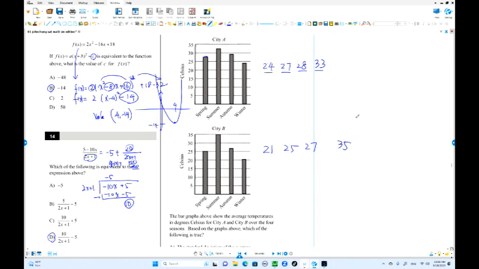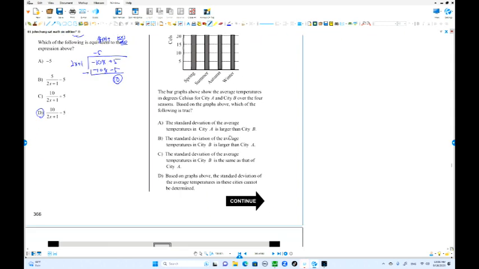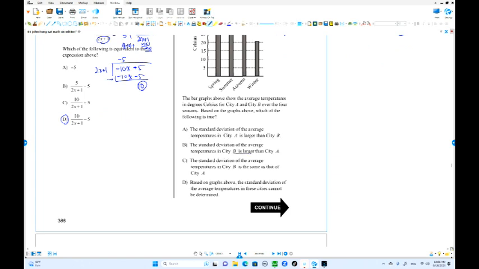So which data stick together? This is right, because we have 27 over here. Maybe you can also use the range. This range is about 33 minus 24, is only 9 difference. This one is about 35, 21, looks like 14. Spread about widely, right? The graph on this one looks this way, and this one looks this way. This standard deviation is large. This standard deviation is small. So city B has a standard deviation larger than city A, okay? Choice B is this, okay?